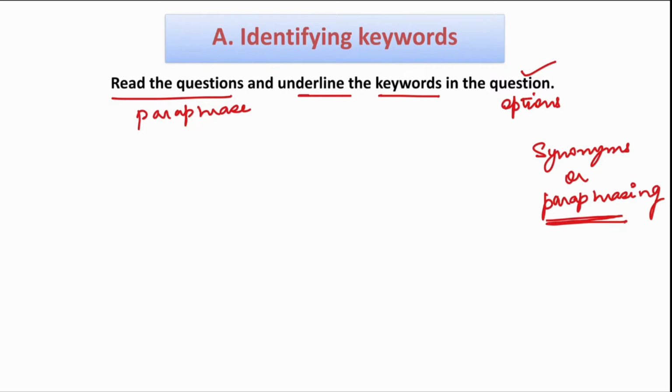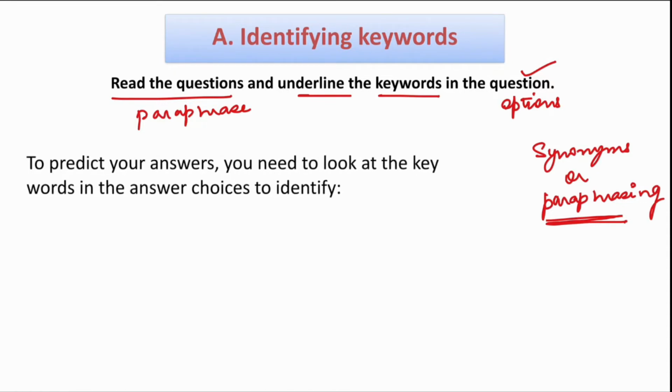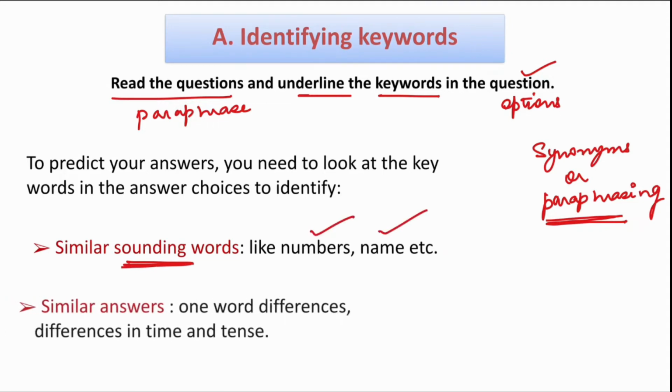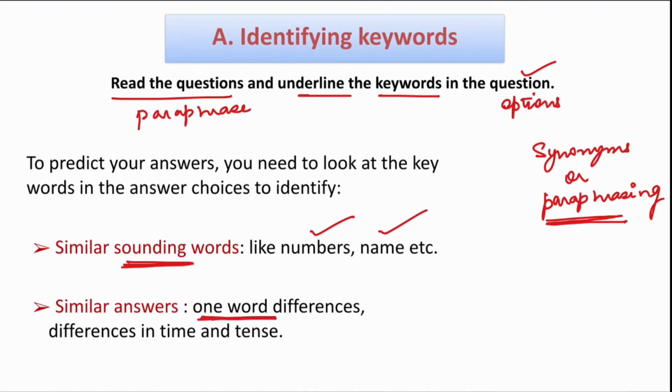Now for the prediction part, you need to look at the keywords in your answer choices to identify certain things. Now, there are similar words you will find in your question sometimes. Sometimes in a multiple choice question, all the choices look similar, and there can be a difference of sound, like in the case of numbers and names. Or there can be a difference of one word, which will also confuse you to a certain extent.